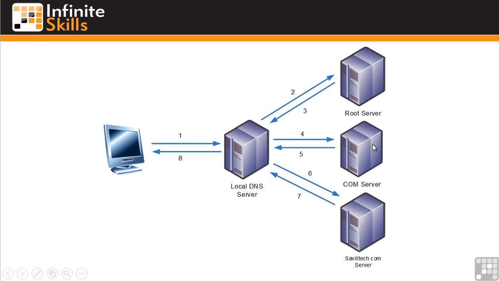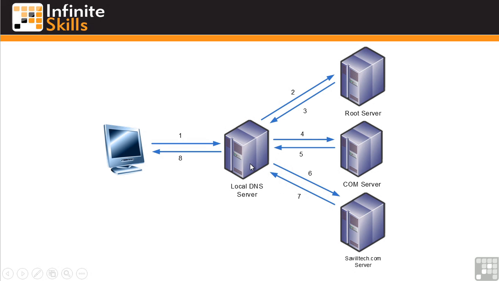I then make another request for www.saviltech.com to those servers. Again, it has no idea about www.saviltech.com, but it knows who the DNS server is for saviltech.com. So it sends me a referral for saviltech.com, the IP address of the DNS servers for saviltech.com. I then resend that query for www.saviltech.com to the Saviltech servers, and then I get my response.